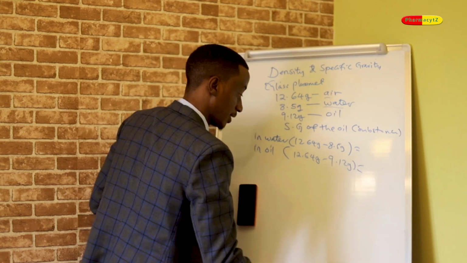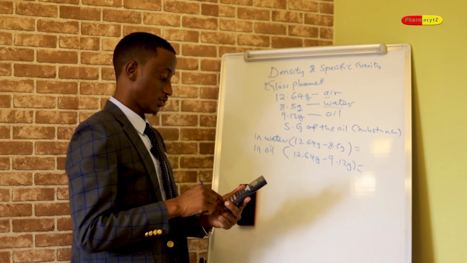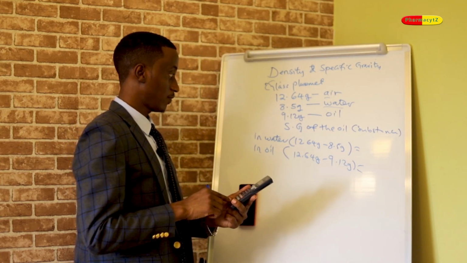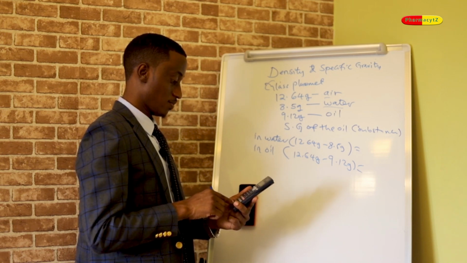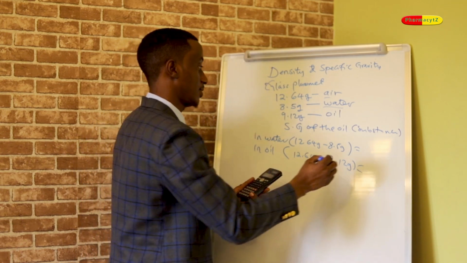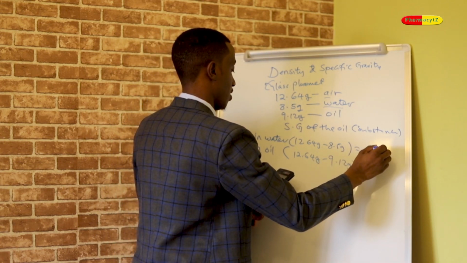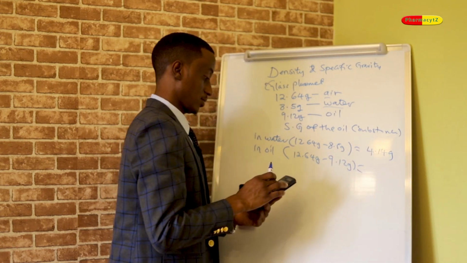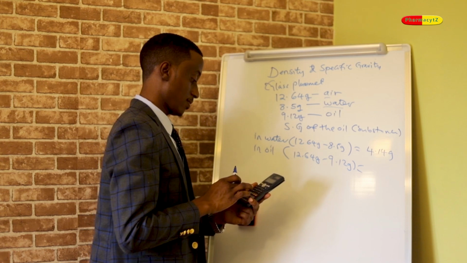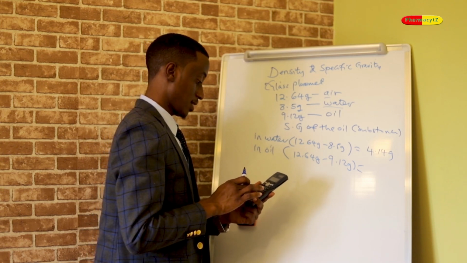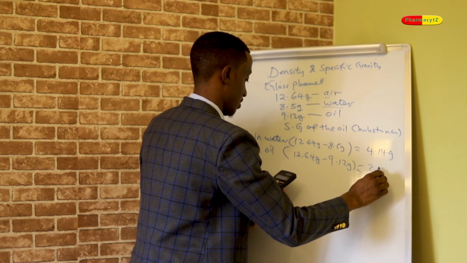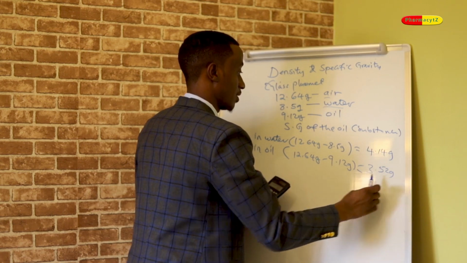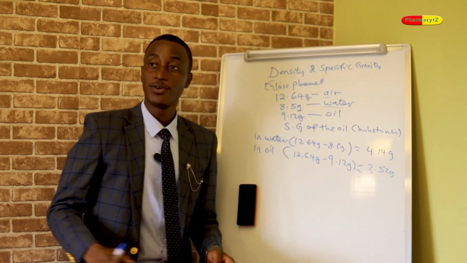What are we going to get? This is 12.64 minus 8.5. Then this is 4.14 grams. Then 12.64 minus 9.12. This is 3.52 grams. Let's go back to the formula.